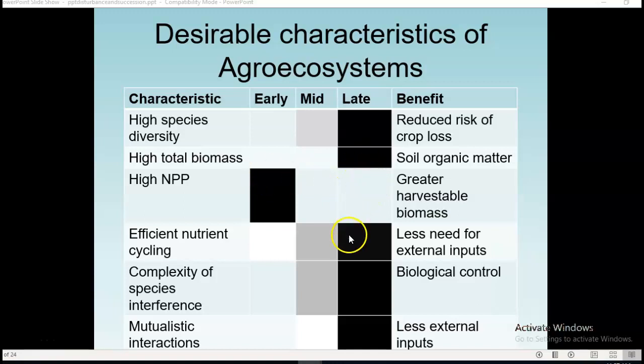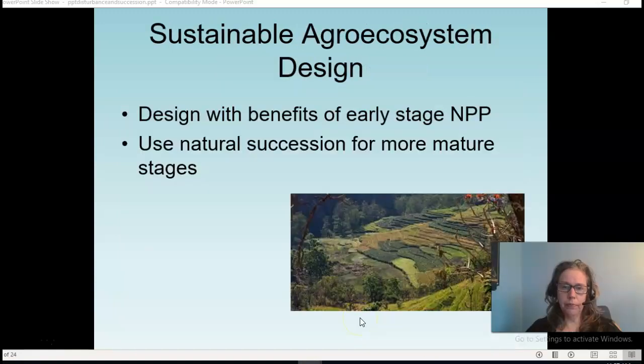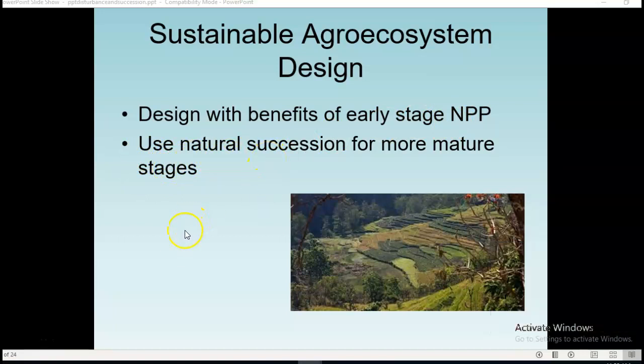So this is a desirable feature of agroecosystems, so we need to figure out ways to include that. You know, not everything is going to be late stage. But using our processes of ecosystems that we've talked about all semester, efficient nutrient cycling, effective solar capture, that's what's going to get us the high net primary productivity and also the high total biomass, which is our soil organic matter, and that comes later in the system. The mutualistic interactions are also going to be more prevalent later in the system, and the benefit of that is that we don't need as many external inputs. As we think about what we need for sustainable agroecosystem design, we need to design with these benefits of early stage net primary productivity, and that usually does include some annual cropping. But we also need to use natural succession for the more mature stages.